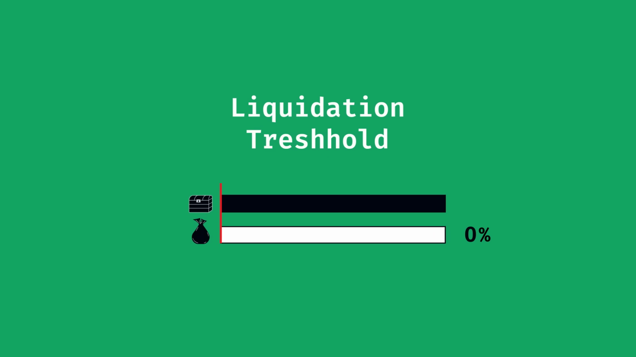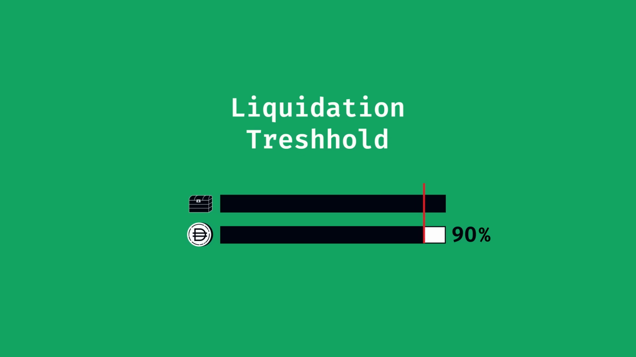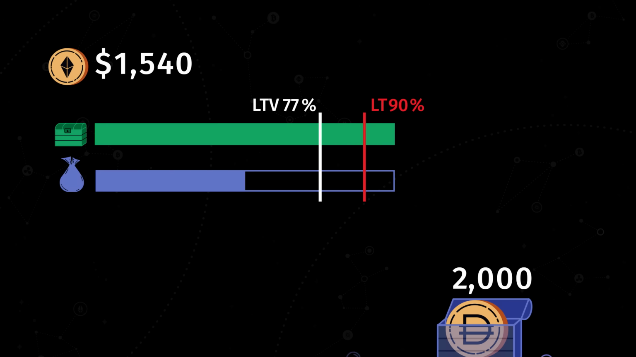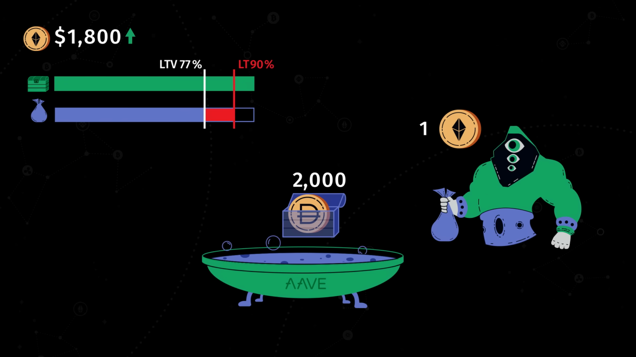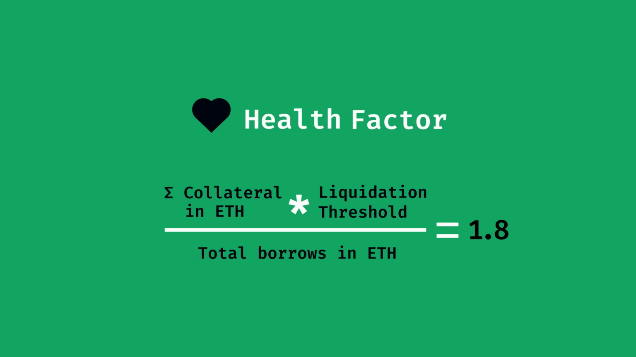Each asset has a liquidation threshold, an index expressed as a percentage at which a position is defined as under-collateralized. On Aave, the liquidation threshold for DAI is set at 90%. This means that if ETH becomes more valuable and exceeds that threshold, Bob's collateral will no longer cover his loan, and his position becomes available for liquidation. To keep Bob's position safe, he needs to keep an eye on a parameter called health factor. The health factor is calculated from the LTV and liquidation threshold. If the health factor reaches 1, the position will be liquidated.